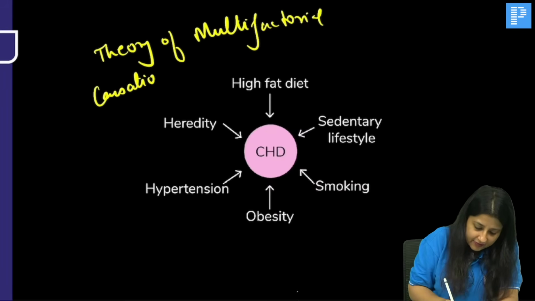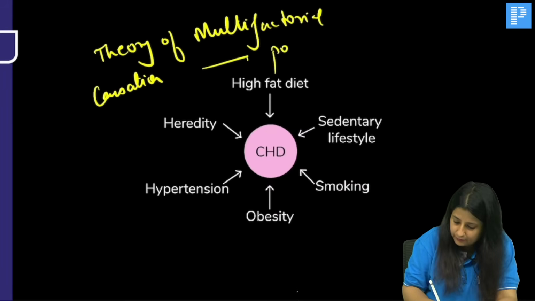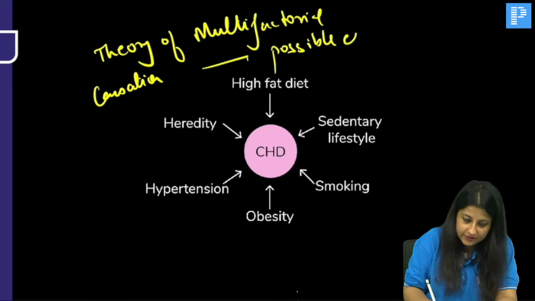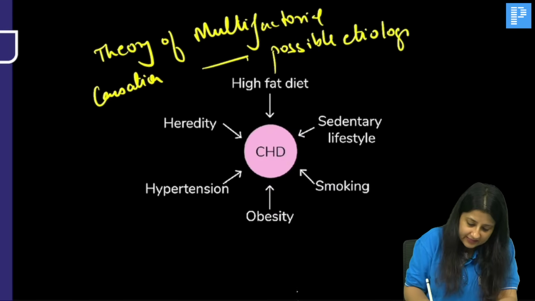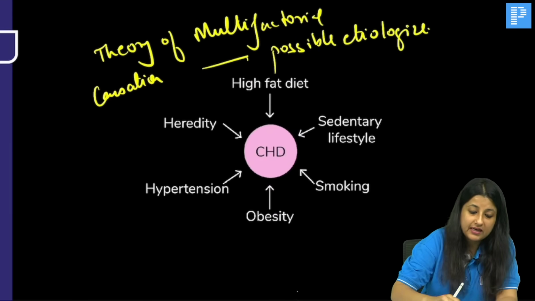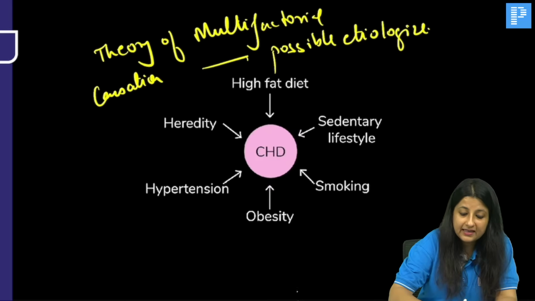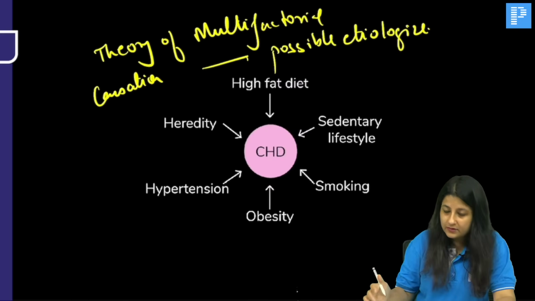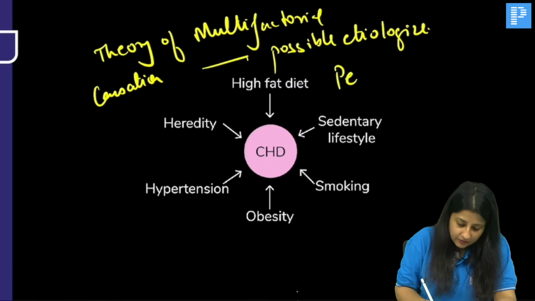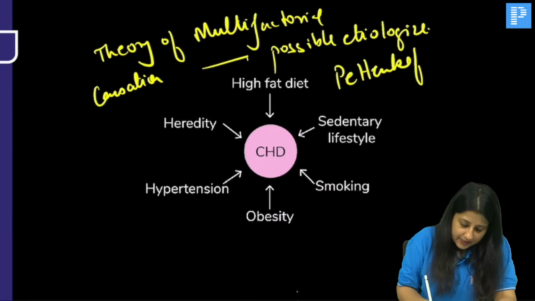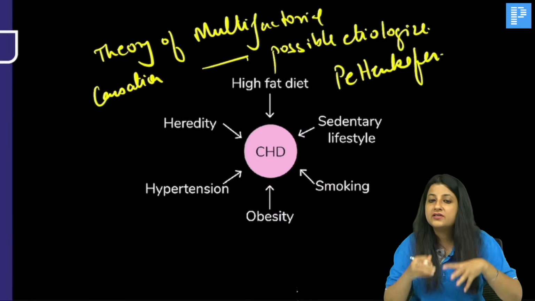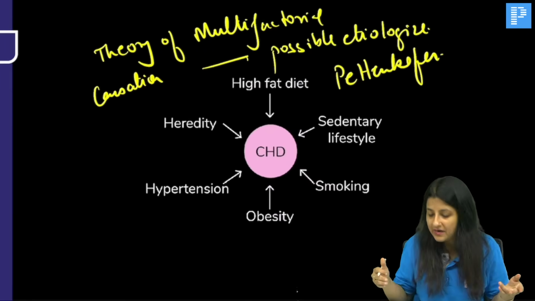Now, multifactorial causation tells us about the possible etiologies of the disease. Possible etiologies of disease causation. What does it tell us? Possible etiologies of the disease causation. All right, and this was given by Pettenkofer. But how do these etiologies or how do these causes interact with each other?